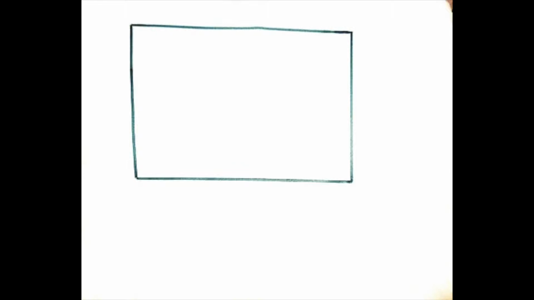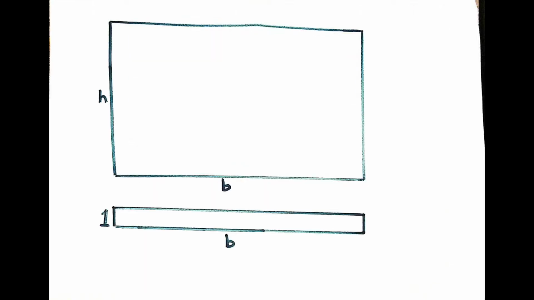Rectangles have opposite sides congruent to one another. Take one of the sides and call it the base, b. Let the other side be the height, and let its length be h. In this case, b and h are variables representing the length of the base and the length of the height.